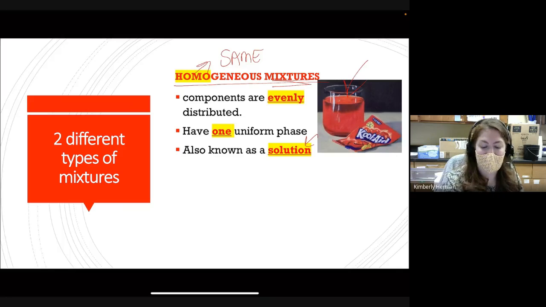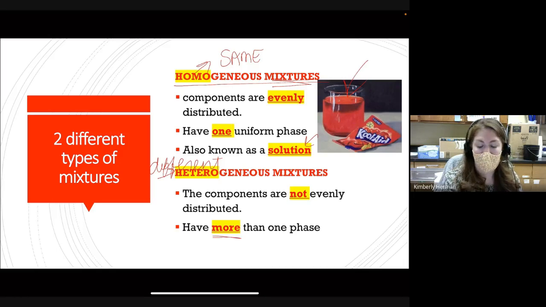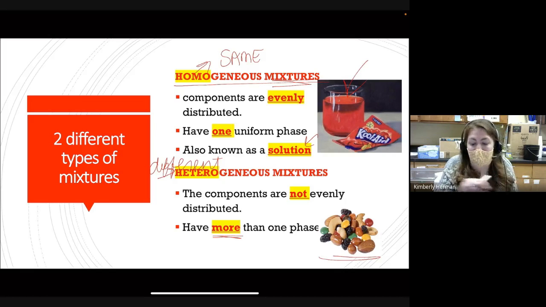Now the opposite is hetero. Remember that the prefix hetero means different. So it means it's going to be different throughout. They're not evenly distributed, and they have more than one phase. So if we see our trail mix and we actually put it into a cup or container, we could have our almonds, our raisins, our M&Ms, our cashews, and we could see all these different layers.